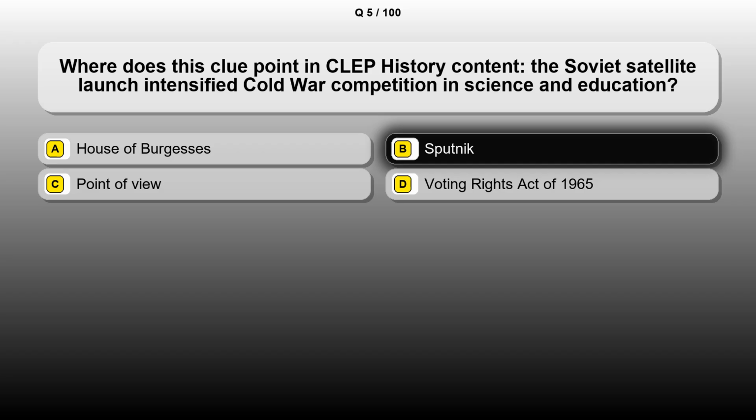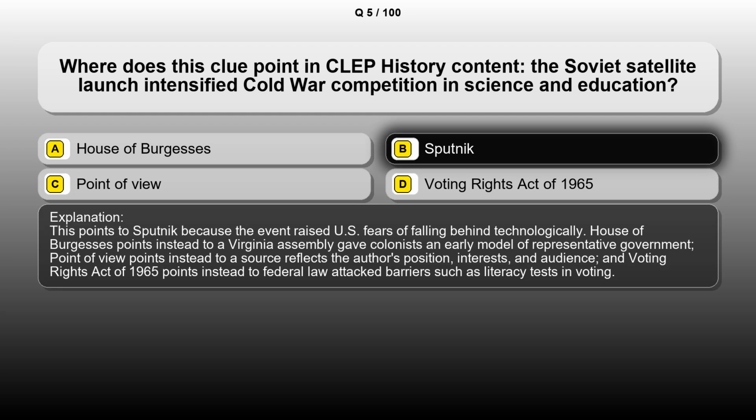The correct answer is option B, Sputnik. This points to Sputnik because the event raised U.S. fears of falling behind technologically. House of Burgesses points instead to a Virginia assembly that gave colonists an early model of representative government.